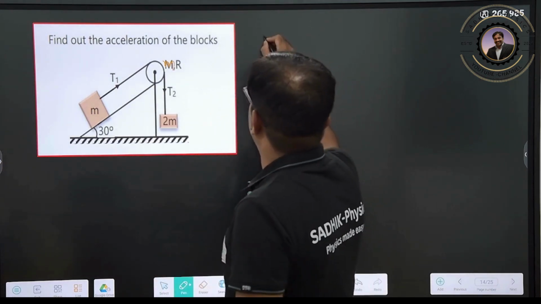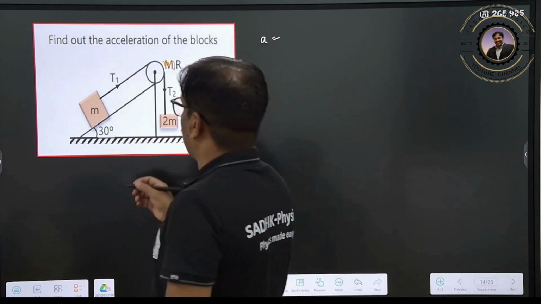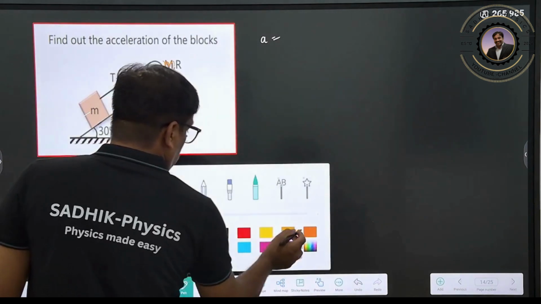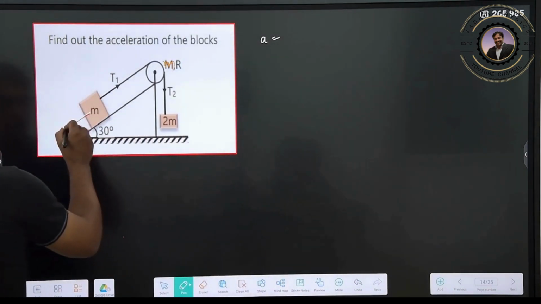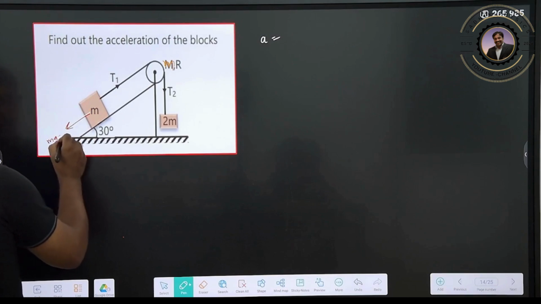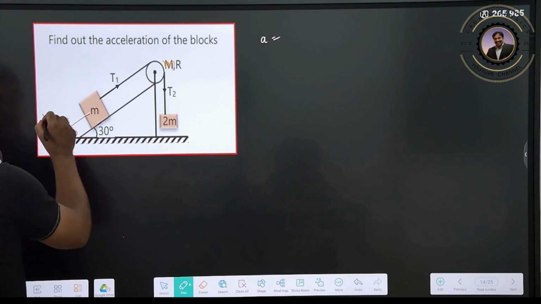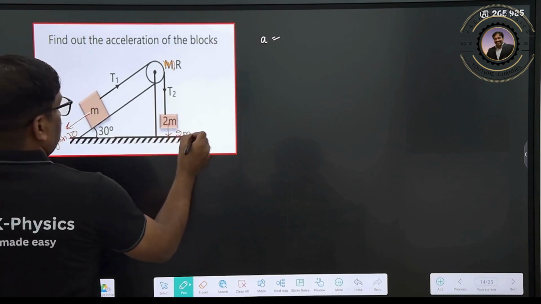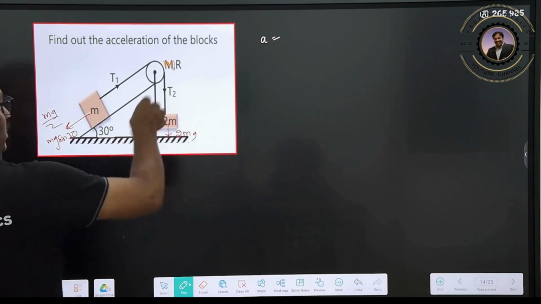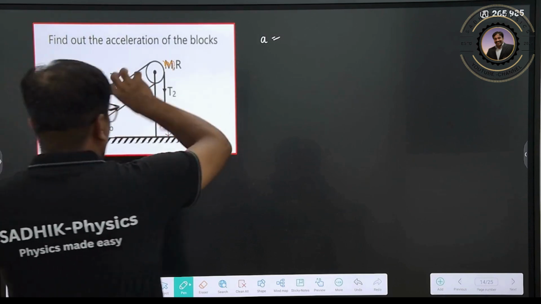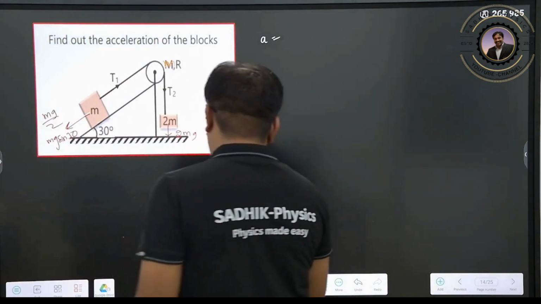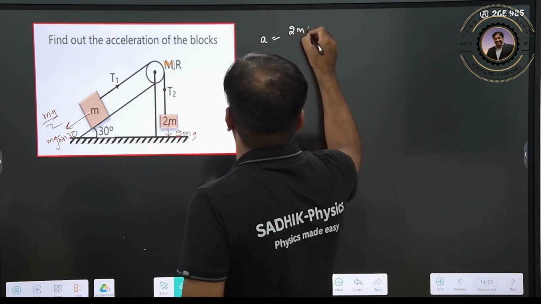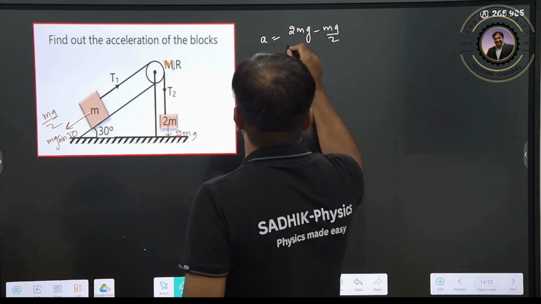What will be the acceleration now? What is the total force here? The force on this side is mg sin 30, therefore mg by 2, and the force on this side is 2mg. Which is greater? This one is greater, so it will go this way. Therefore, how can you solve this problem? Total force is 2mg minus mg by 2, divided by the total mass of this one.